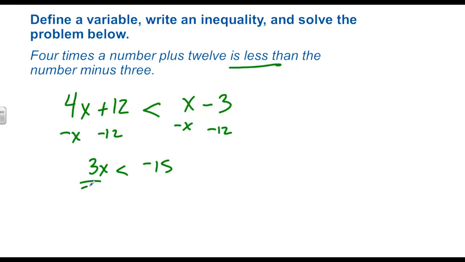Divide both sides by a positive 3. So I don't need to reverse the inequality. I get x is less than negative 5. Find my negative 5. Since it's not included, we open circle it. Less than moves left.